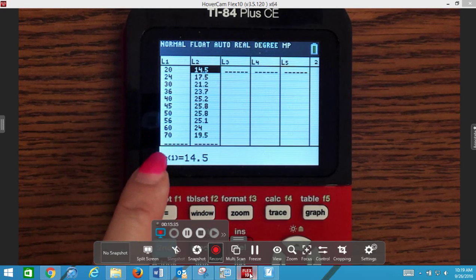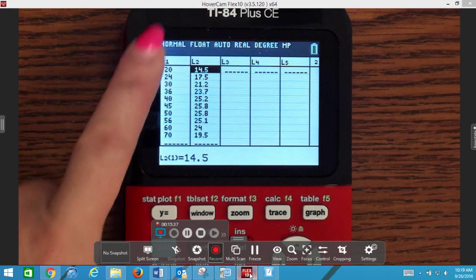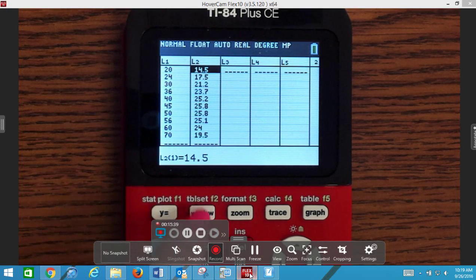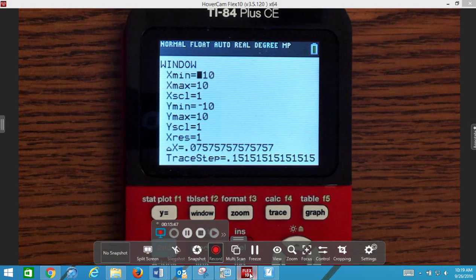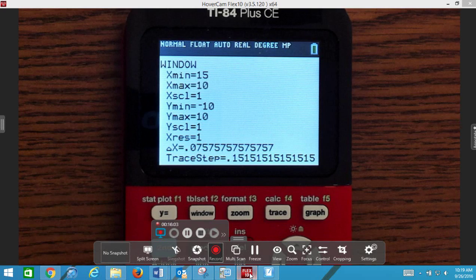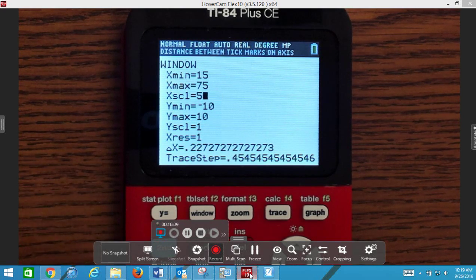When we go to graph these, we need a window that shows all of these values. So let's go to Window. And our x minimum, what is the smallest x in our table? 20. Well, let's go smaller than that. 0, I mean, you could go 0 miles an hour. What is our highest x? 70, so we better go above that, like 75. And for my scale, I'm just going to count by 5s.